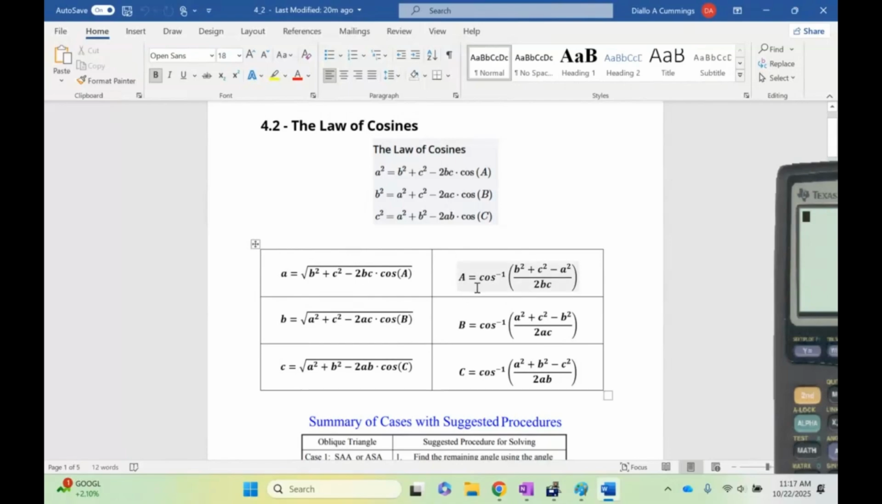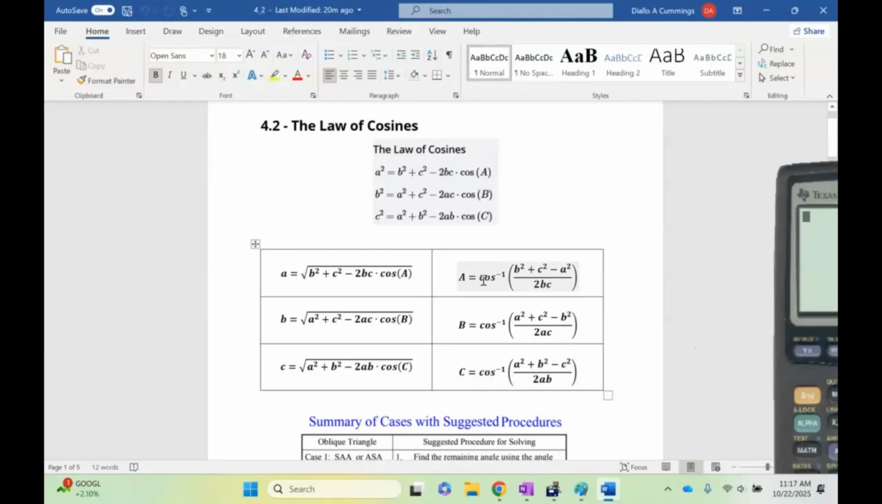These formulas can also be solved to find angle measures. You can find angle A using this same formula. You just have to solve it for A. So I've already taken the liberty to do that, and I'll actually do one for you. This is the formula to find B, and this is the formula to find C.